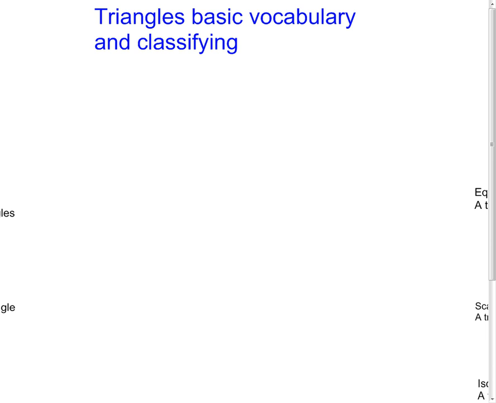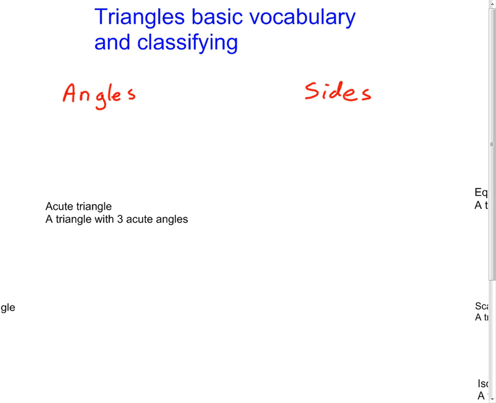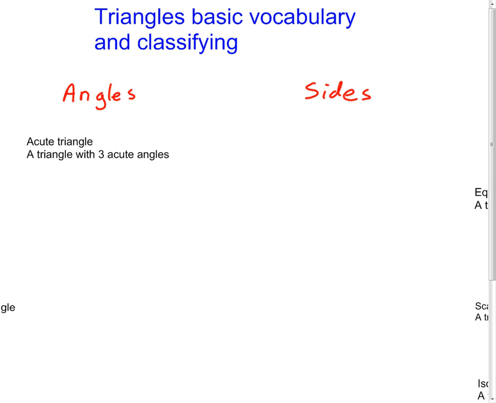Here, we have two ways of classifying triangles. One is by the angles, and the other is by their sides. So I want to demonstrate that. I'm going to talk about some of these different kinds of triangles.